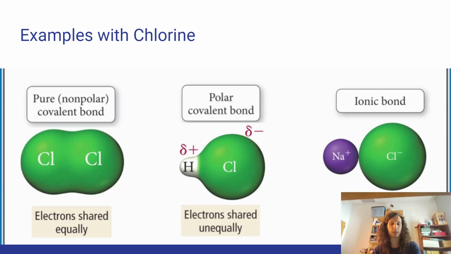And this is the same too, but I've added in an ionic bond, right? So we can see how the arrangement of electrons does not actually overlap here in the ionic bond, whereas we do have some overlap, but mostly the electrons stay around chlorine in this polar covalent bond. And in the chlorine diatomic bond, equal distribution of the electrons.